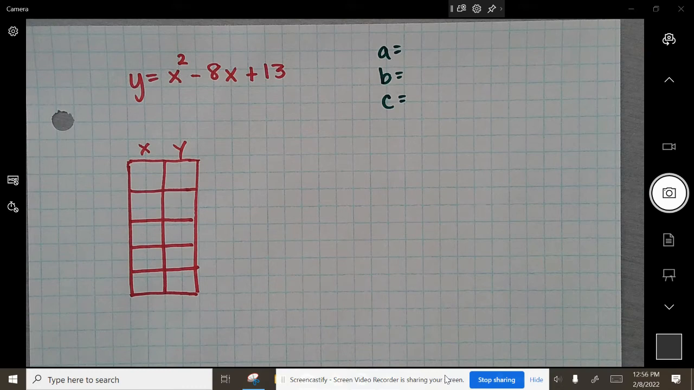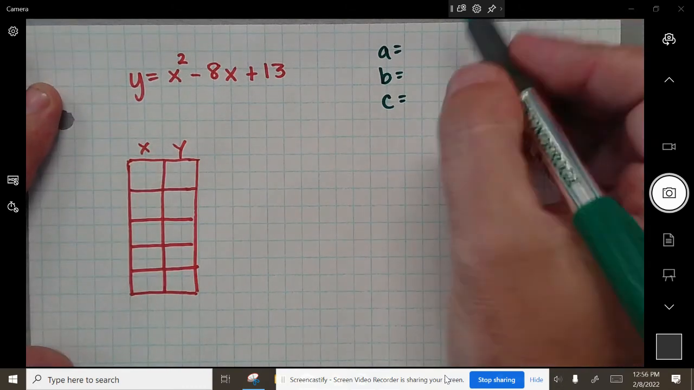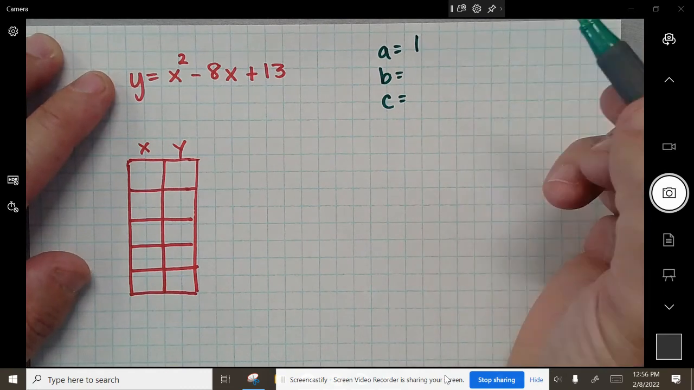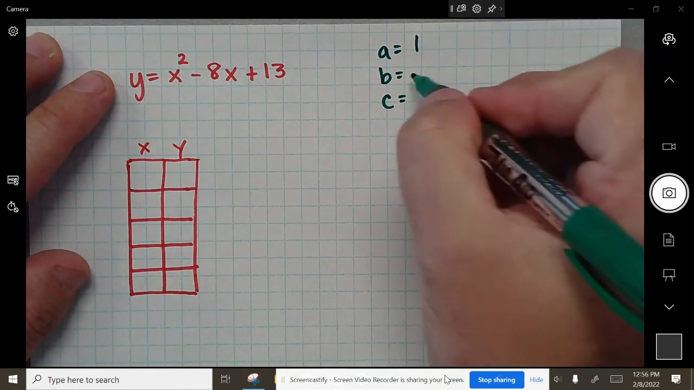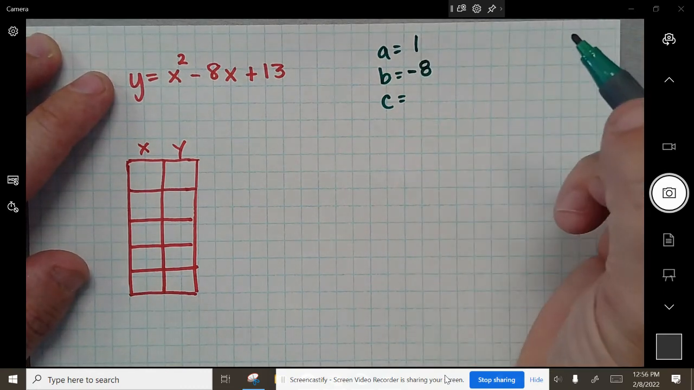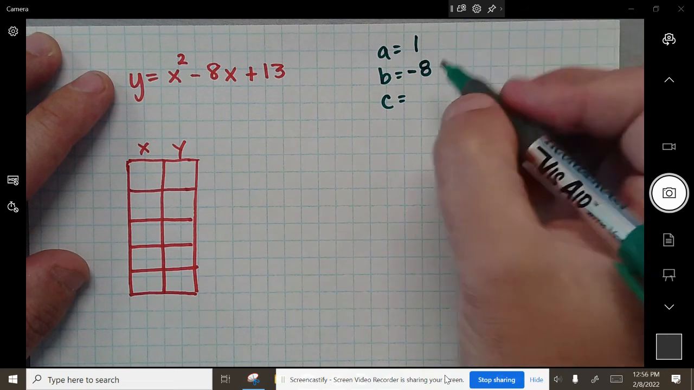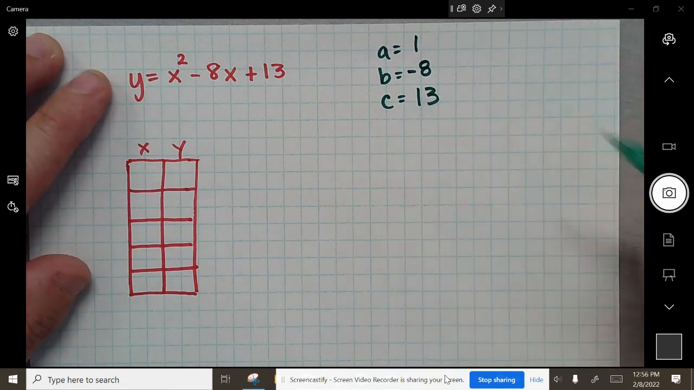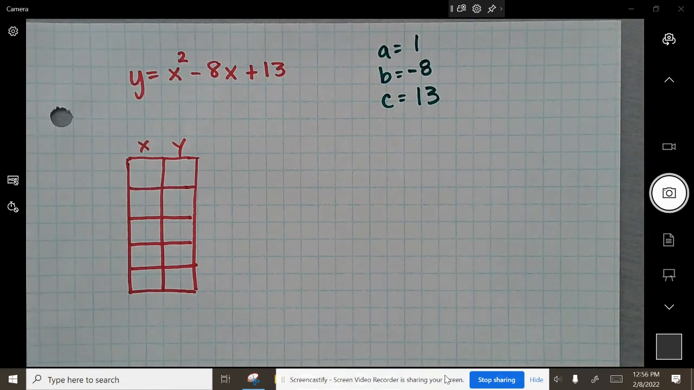Okay, all right, there it is. Now, first step here. Let's label our A, our B, our C. A is 1, correct? Yes. B is -8. If we're not paying attention, I'm going to get super irritated, Gabriel. All right, and C is 13. Okay, so just label those up. We're good to go. Now what?